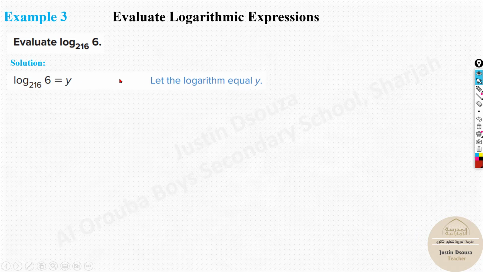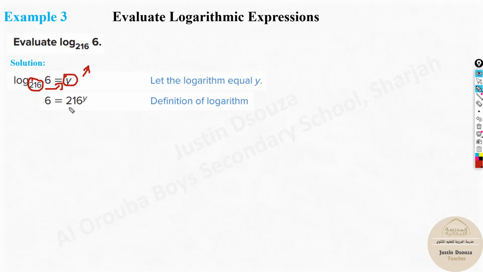Now if you don't have your calculator, how to solve it? Get it into exponential form. By the definition of logarithm, you can take this to the other side and this goes to the power. Now you have 216 to the power y. Now why don't we get the bases the same? We have done this in the previous exponential lessons, in the previous videos. So what do we do? Get the bases equal.